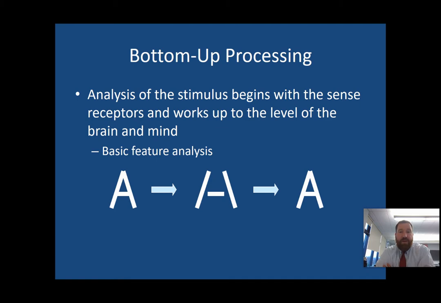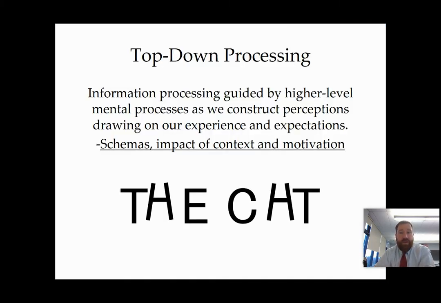So it begins with the basic sense receptors. Top down processing, on the other hand, is the opposite. It's where the mental processes we construct as perceptions allow us to understand differences. So this is where the role of schemas come in. If you remember that from the first day of class, right?